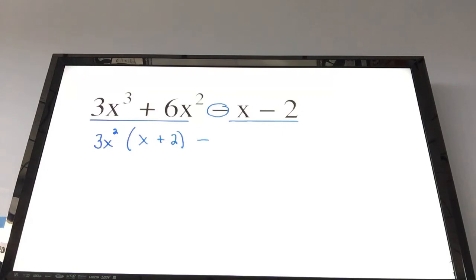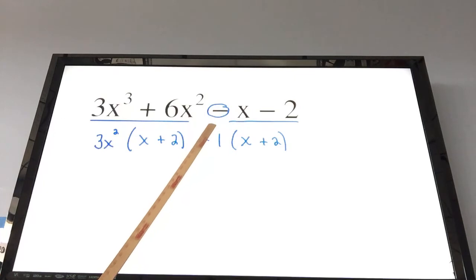I don't see anything common to the second two terms except 1, because 1 is common to everything. This is one of the only times where you take a common factor out of 1. Normally, we don't take out 1 as a common factor, but here we need to have something there. So I'm going to take out negative understood 1. When I divide negative 1 into negative x, I'm left with positive x, and negative 1 into negative 2 leaves me positive 2.